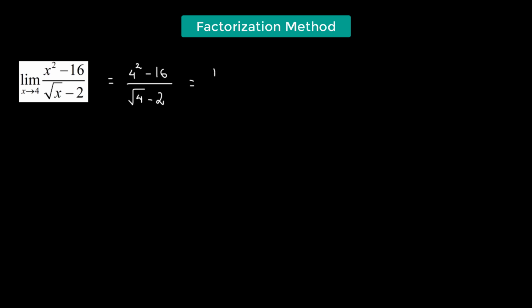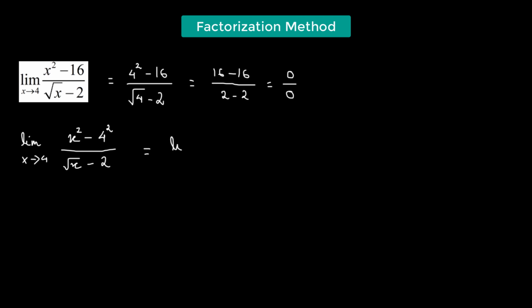The 4 squared will give us 16. So we have 16 minus 16 in the numerator divided by the square root of 4, which is 2. So we have 2 minus 2 in the denominator. So that will give us an indeterminate form, which is 0 over 0. Now what we have to do, we are going to factorize the given function. So let's begin by factorizing the numerator. So the numerator can be rewritten as x squared minus 4 squared, divided by the square root of x minus 2.